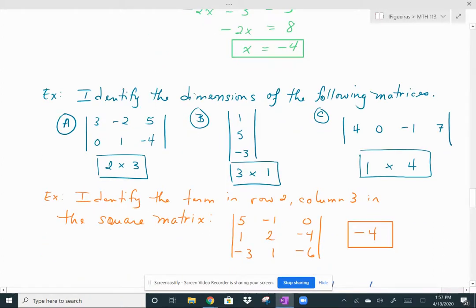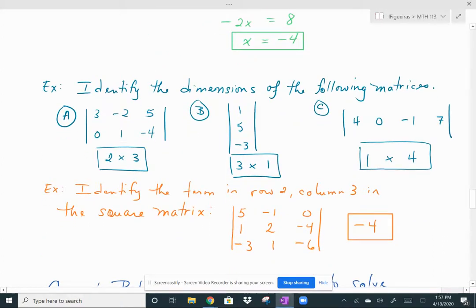So we want to identify the term in row 2, column 3 in the following square matrix. This is a square matrix because it has dimensions of 3 by 3. And if I look at the second row and the third column, well, that's the value of negative 4, which you see here.